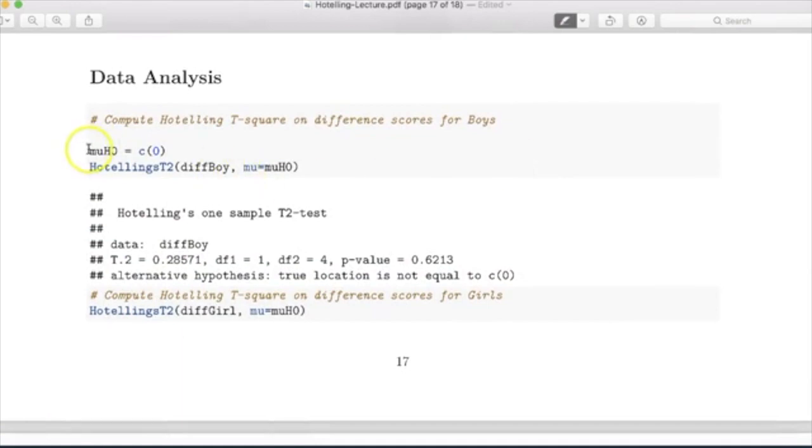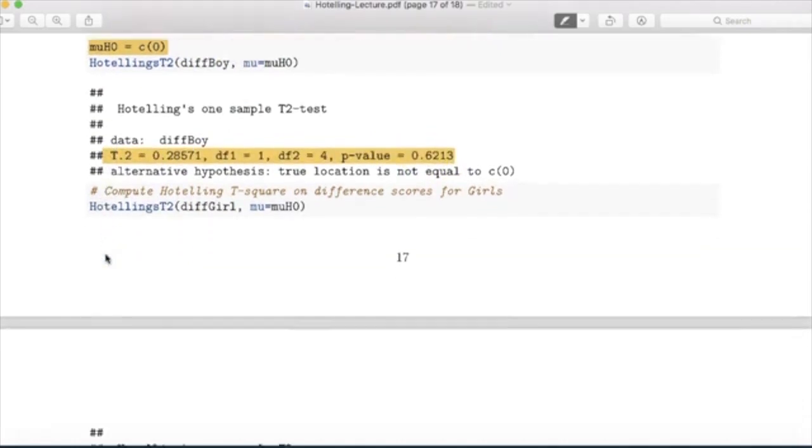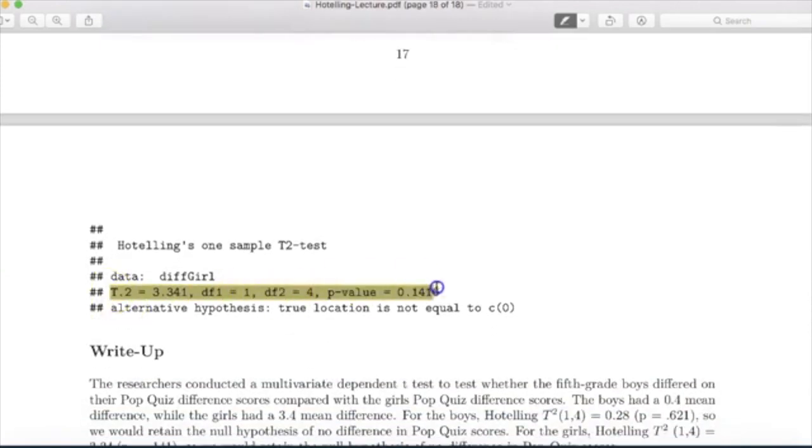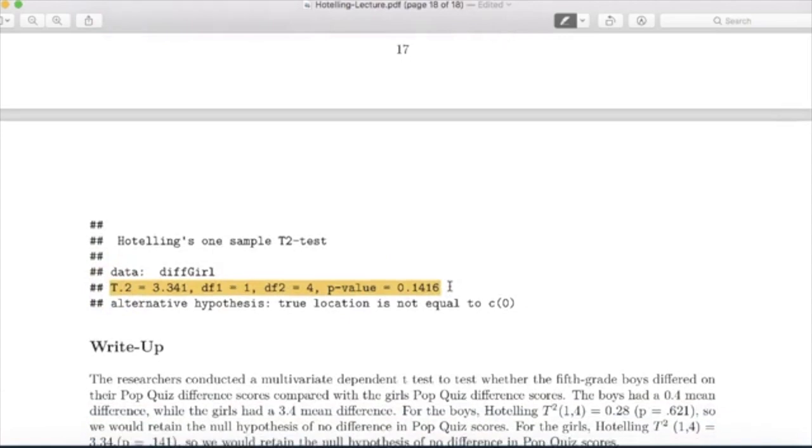I just need to give it a 0 for what the null hypothesis is going to be. For mu null, what that's going to be. I could have just put a 0 here. That would have been okay. And then I'm going to do a Hotelling's for the difference in the boys, and then I'm going to do a Hotelling's for the difference in the girls. This is the output for the boys. No significant differences. And the output for the girls. Even though there's a lot more variability, there's no significant differences there.